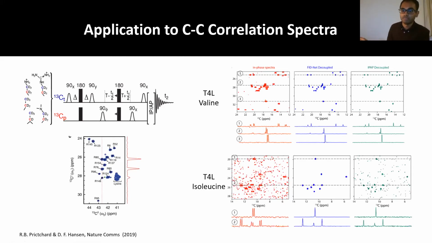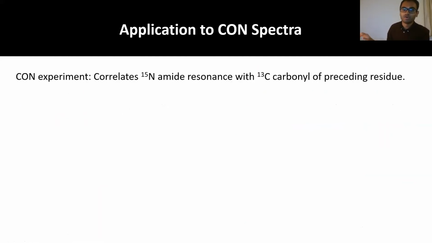So you can do the same thing with the isoleucine spectrum of T4 lysozyme. You can see the input is fairly noisy, and the output is quite well denoised. We can apply the same tricks to CON spectra. So these are really useful for looking at IDPs in particular, where you get rapid proton exchange with the solvent, which might broaden your signals beyond detection.